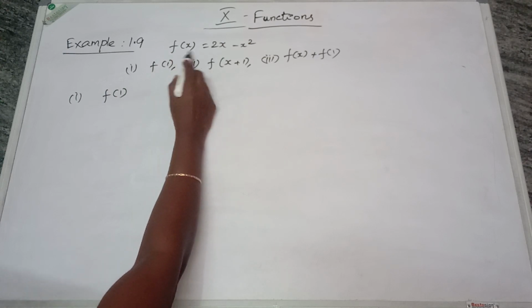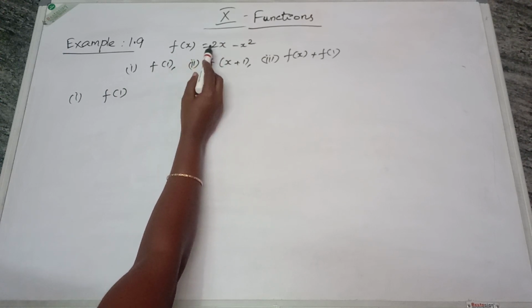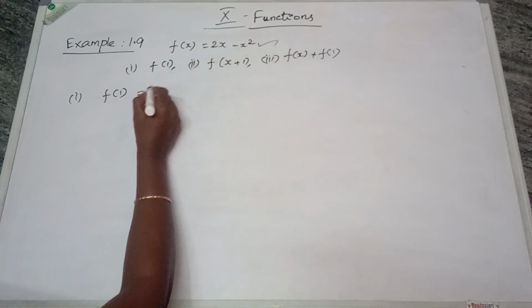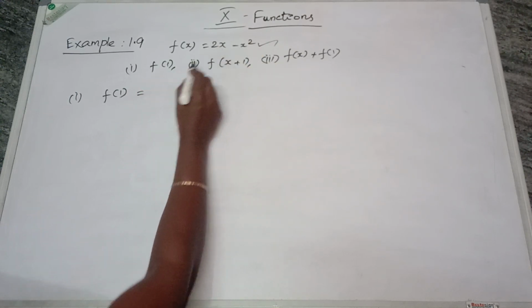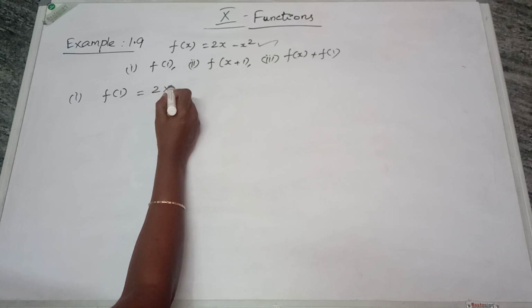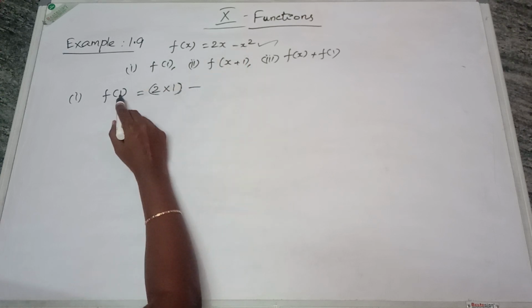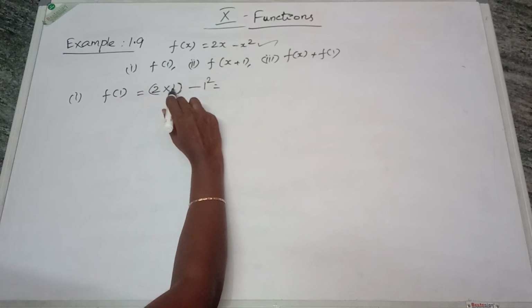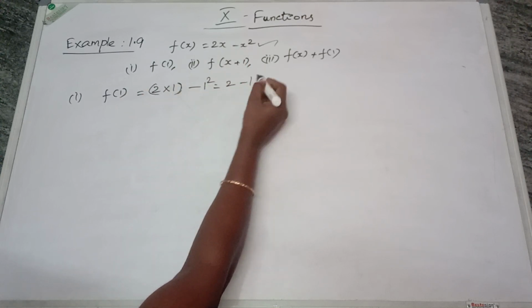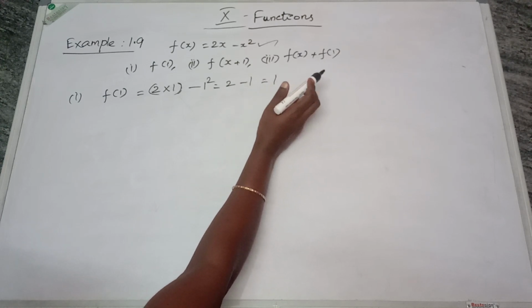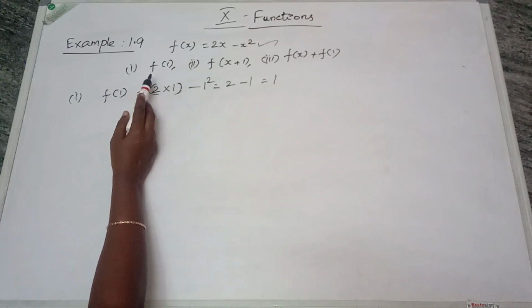f of x is given. So in the place of x, you have to substitute 1. Between 2 and x, multiplication is there, so 2 into 1. Multiplication should be inside the bracket. Then minus. Instead of x, we substitute 1, so 1 square. 2 into 1 is 2, minus 1 square is 1, so 2 minus 1 is 1. Now we have found that f of 1 is 1.